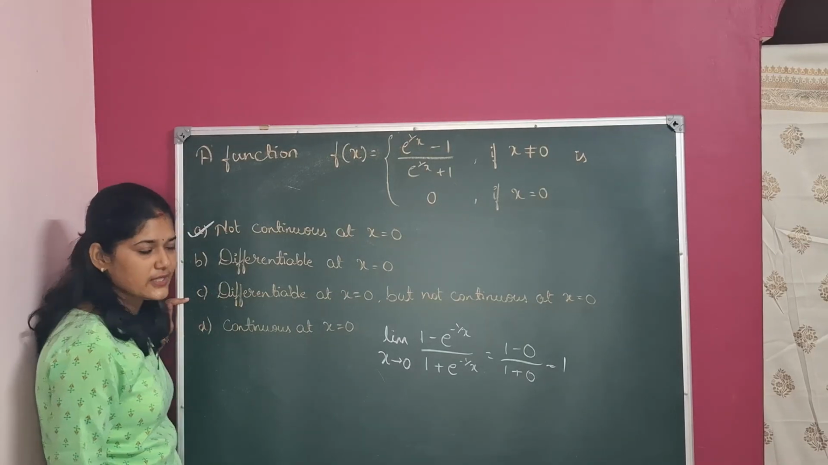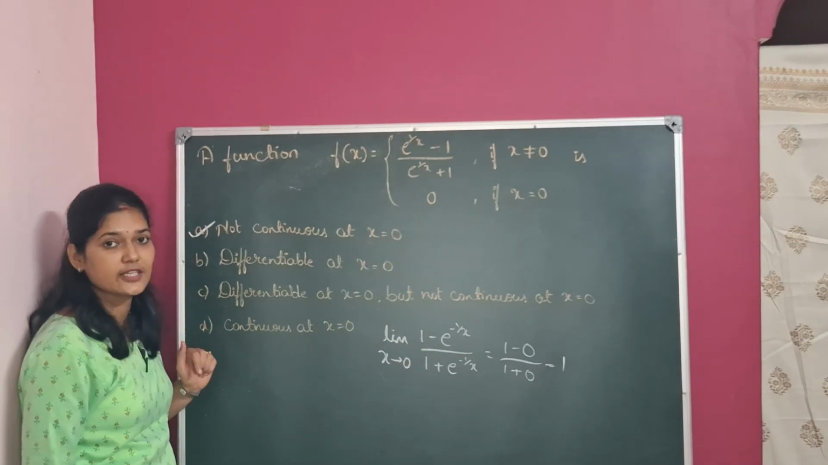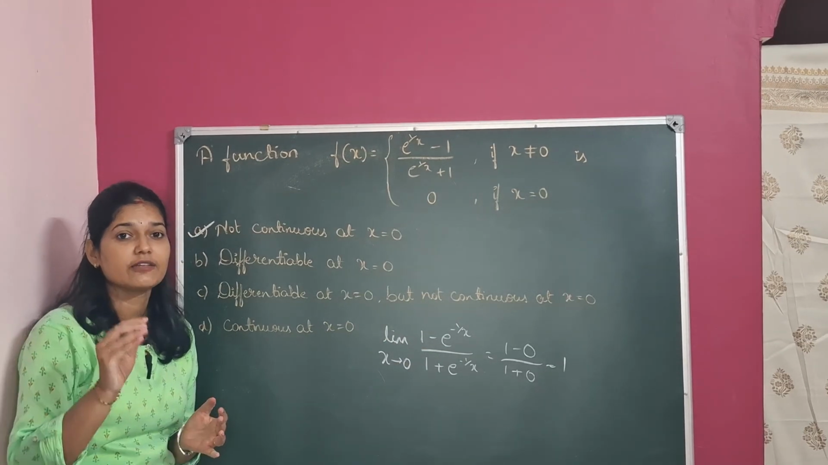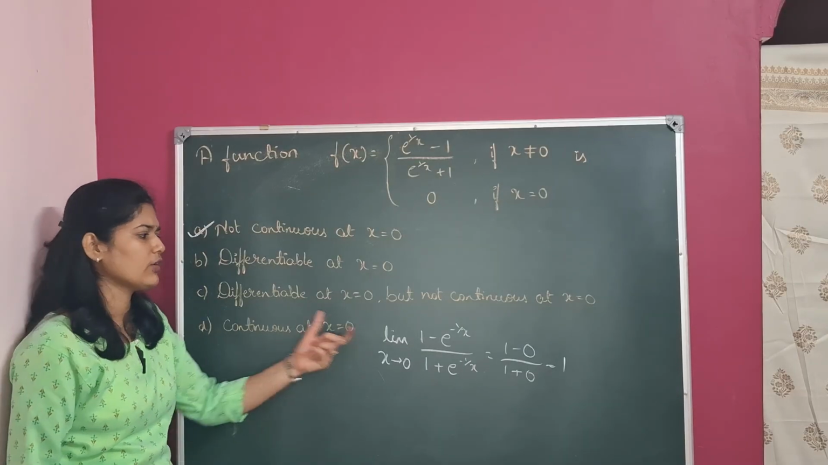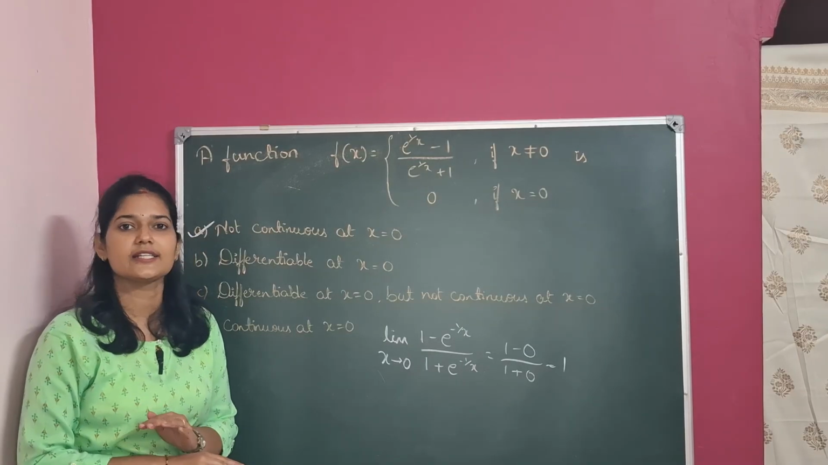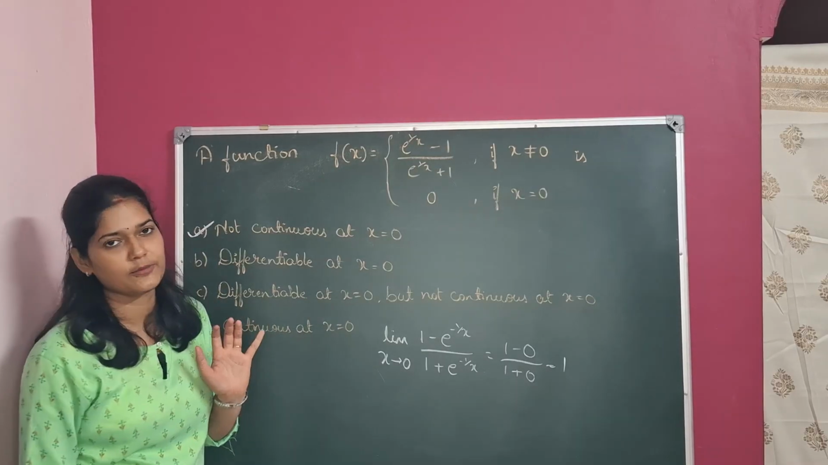We have option C here, that is differentiable at x equal to 0 but not continuous at x equal to 0. We know that the function is differentiable only if it is continuous. Therefore, as the function is not continuous, it cannot be differentiable also. Therefore, the answer will be option A.